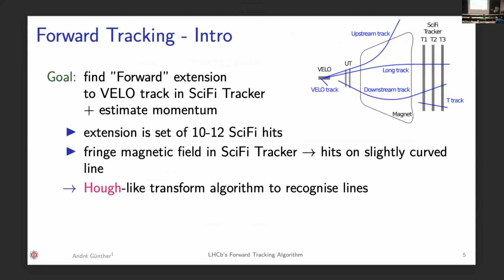So how does that work? The forward tracking finds a forward extension in these SciFi layers. So you take the velo track and you want to find a set of 10 to 12 SciFi hits that extend this velo track. And these SciFi hits are on slightly curved lines in the SciFi tracker because there's a fringe field of the magnet. This is what Isaac is exploiting to measure the momentum. But of course, if we have the velo track in the beginning, the momentum estimate, if we have these hits, then after the magnet, it's much, much better. This is, of course, something we also want to estimate with this algorithm. And because that is traditional, the underlying pattern recognition is something very similar to a Hough transform.